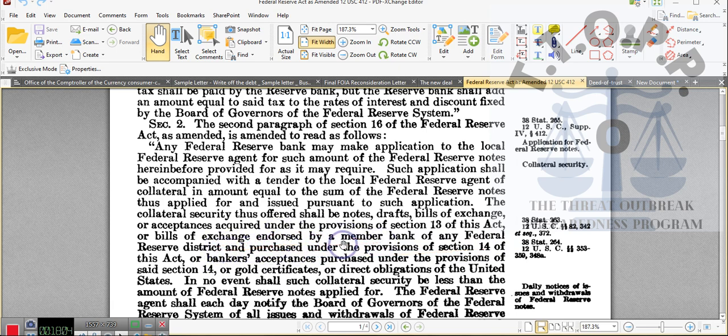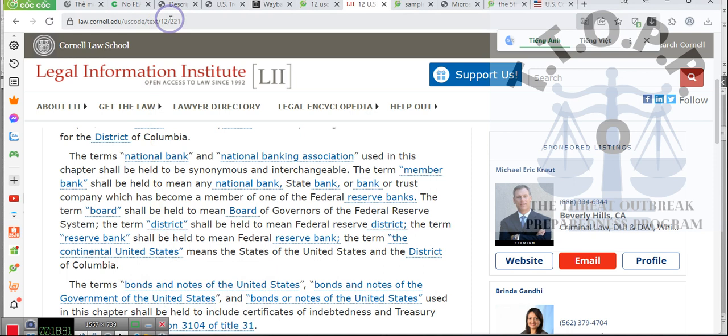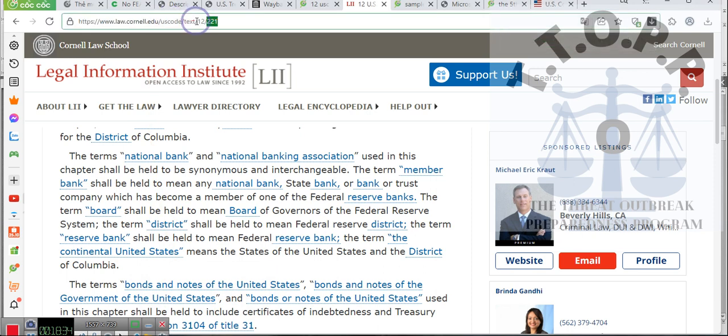Or purchased. And by the way, you are member banks. Shh, shh, shh. Don't tell nobody. Or purchased under the provisions of Section 14 of this Act. So what you need to do is Section 13. 16 and 13 of the Act is what you need to focus on. Pay attention, ladies and gentlemen. Let me show you why 12 USC is not law. We are going to get rid of this, and we're going to do.